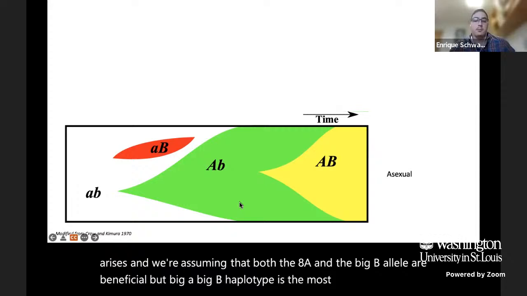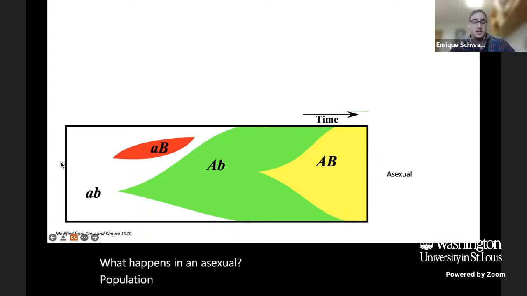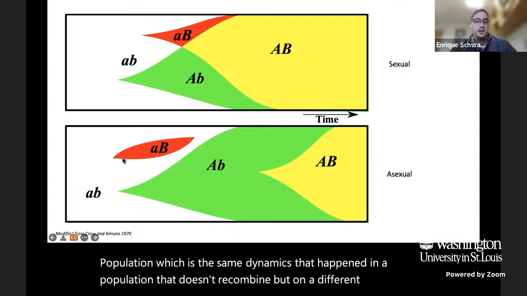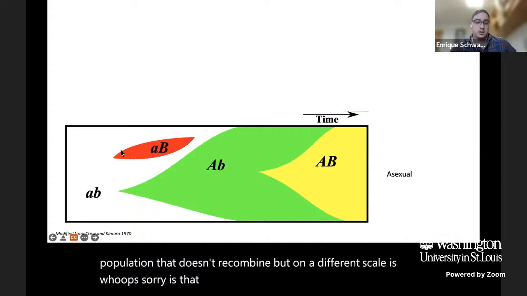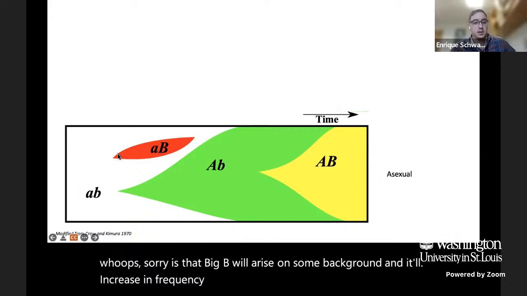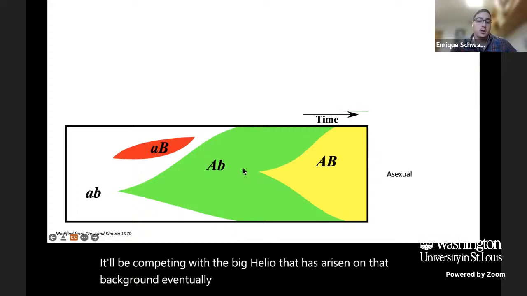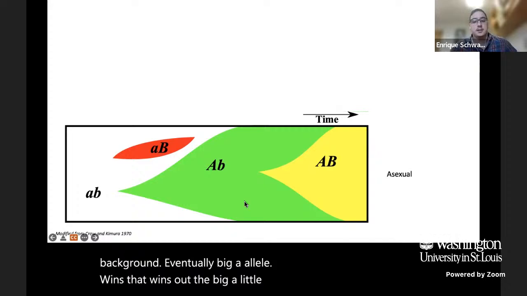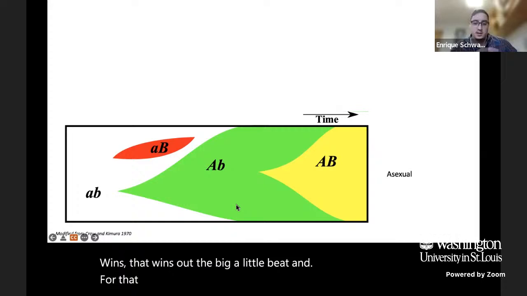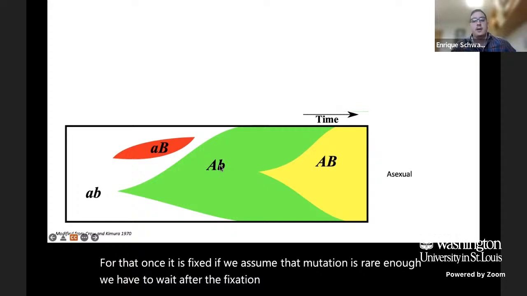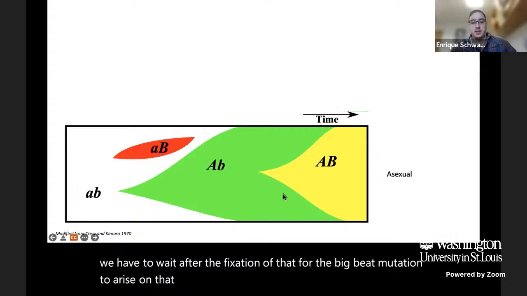What happens in an asexual population, which is the same dynamics that happen in a population that doesn't recombine, but on a different scale, is that big B will arise on some background, and it'll increase in frequency for a time potentially, but it'll be competing with the big A allele that has arisen on that background. Eventually, the big A allele wins out, the big A, little B. And once it is fixed, if we assume that mutation is rare enough, we have to wait after the fixation of that big A for the big B mutation to arise on that particular background, and then obtain that ideal haplotype in this hypothetical scenario.